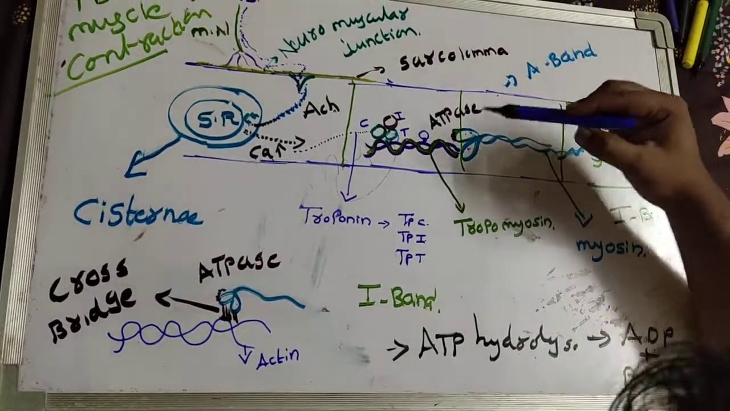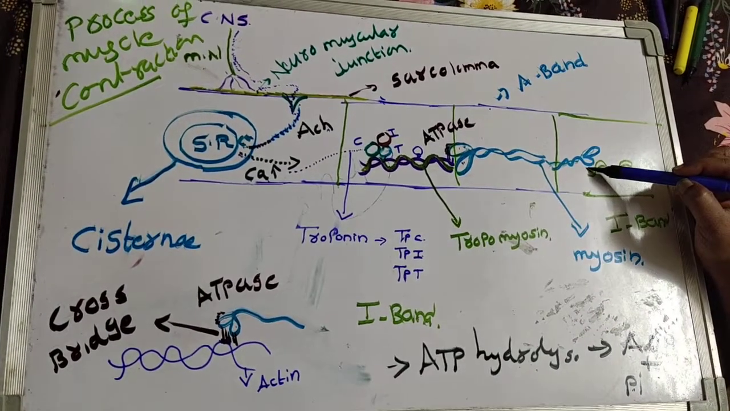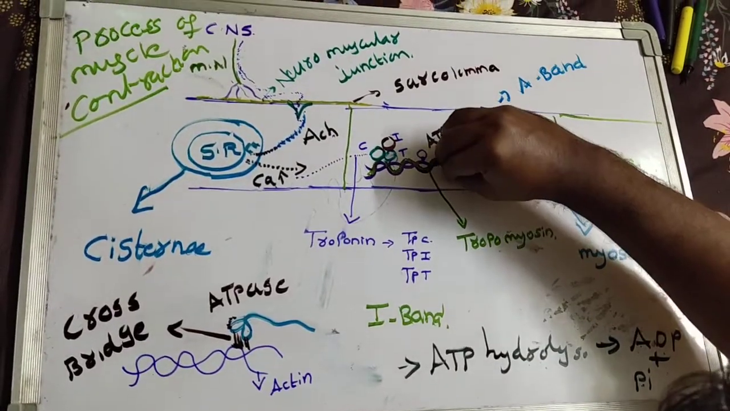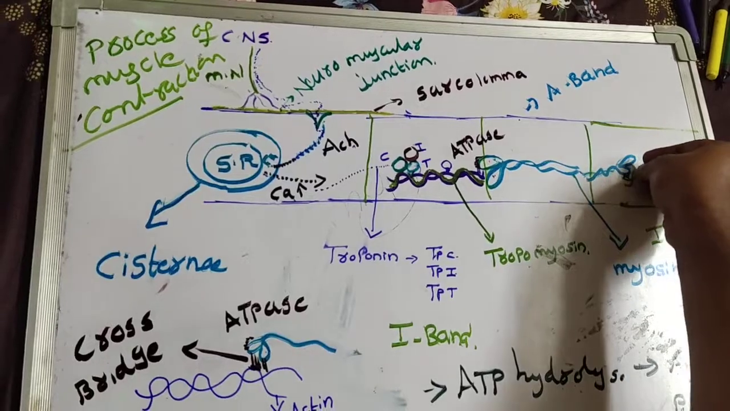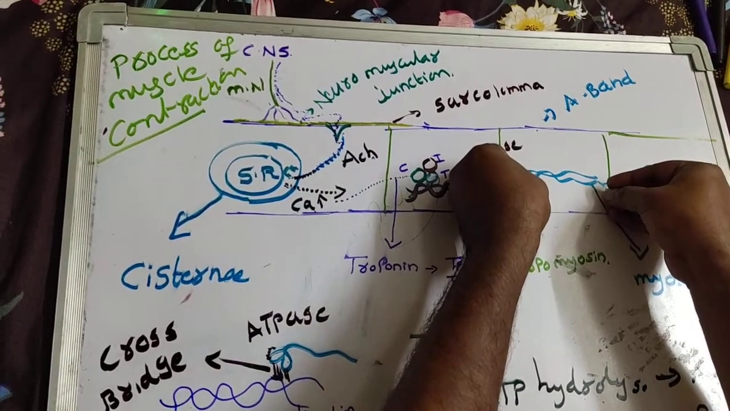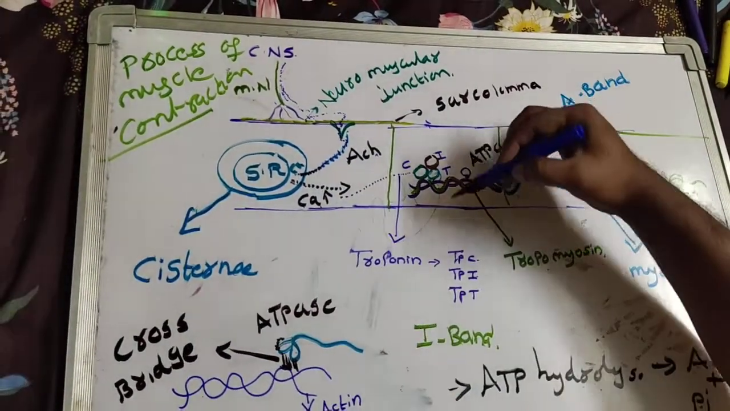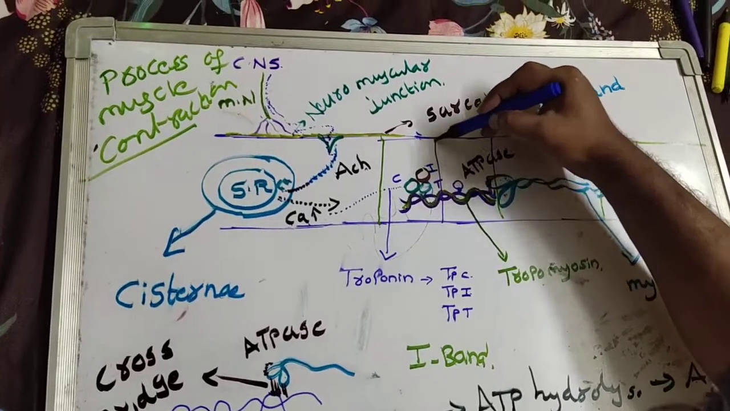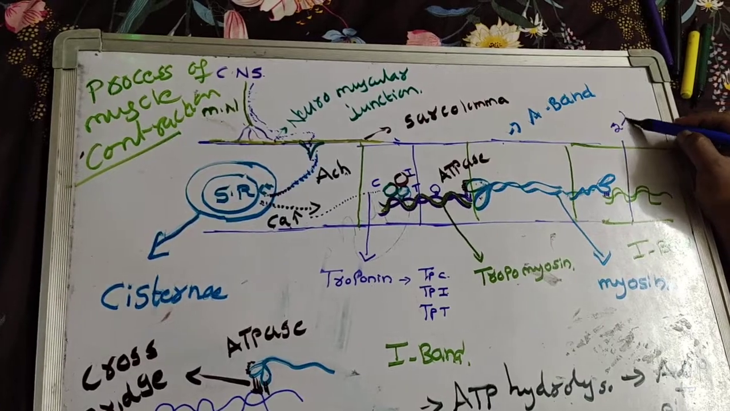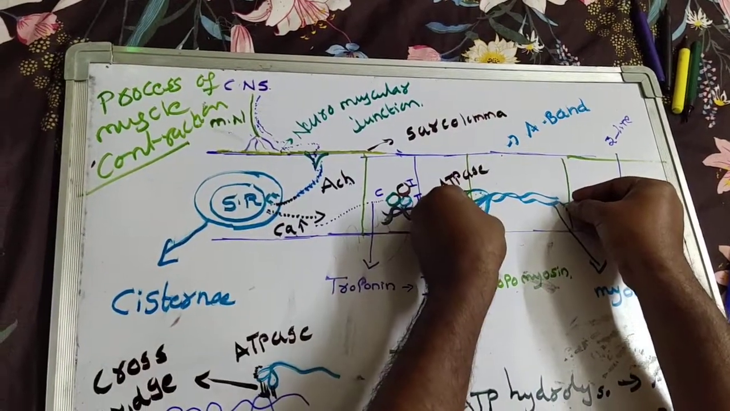When this cross bridge formation takes place here, and here also another globular head is there, here also cross bridges form. When the cross bridges form, it can pull like this. It is also pulled like this. When it is pulled like this, what will happen? I already said, the I band is bisected by which line? The Z line. When it is pulled like this, what will happen?